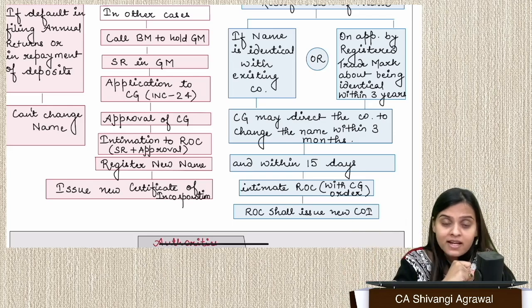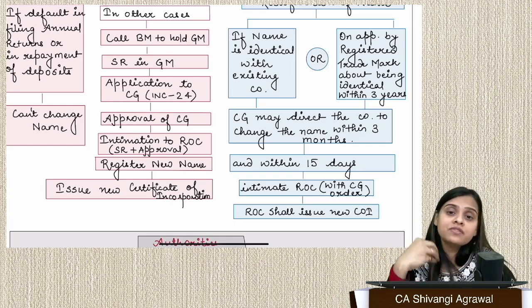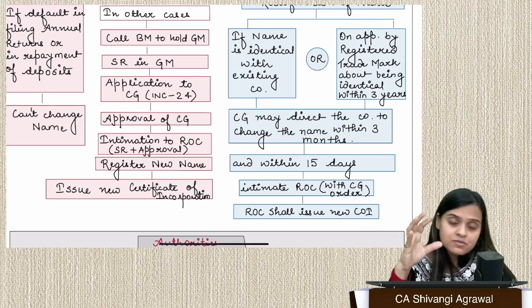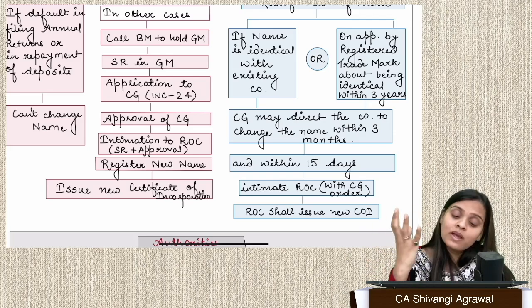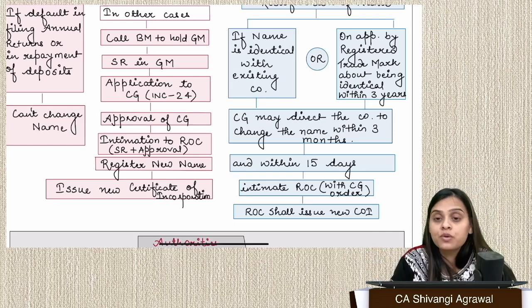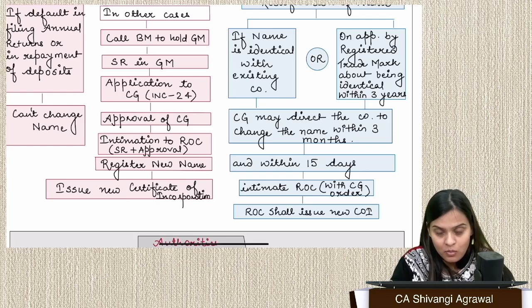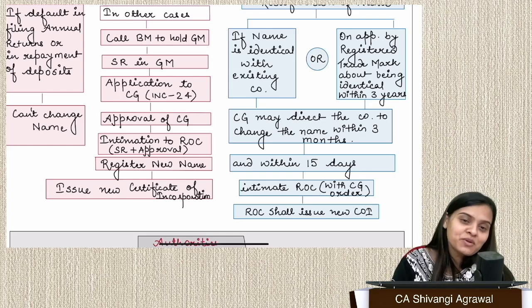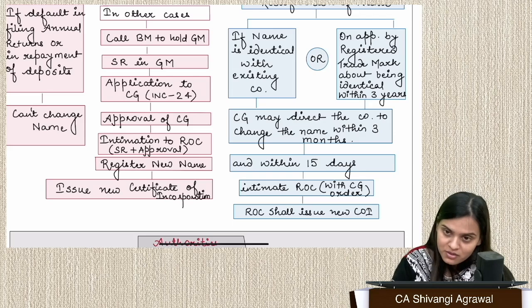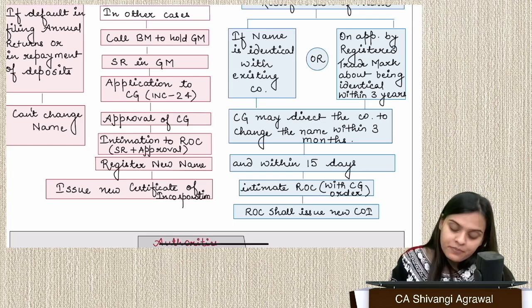And are we supposed to do that? Yes, you have to follow the order, and we have to change it within 3 months. When we change, then within 15 days we will intimate it to ROC, and ROC is going to give us a new certificate of incorporation. What if we don't change our name? See, if we don't change our name, then central government is going to give us a new name. So central government will allot a new name, and thereafter we can voluntarily change that name. Okay.